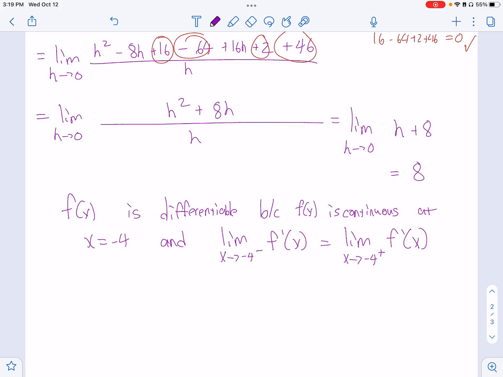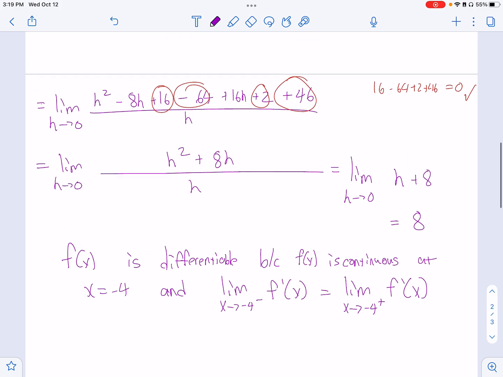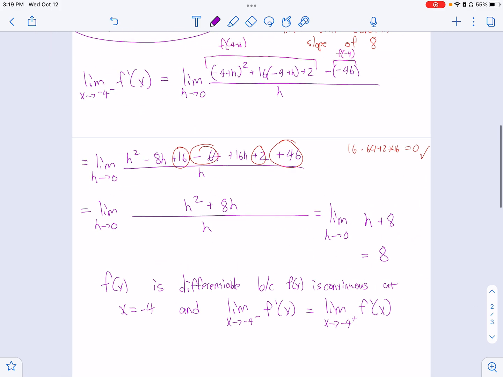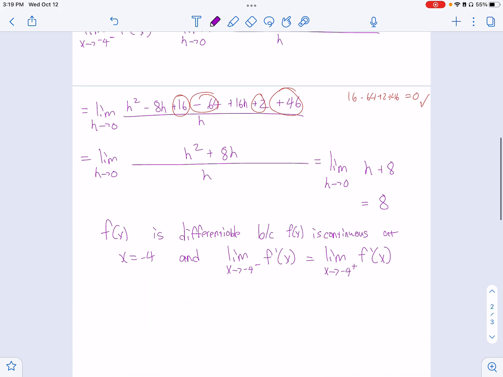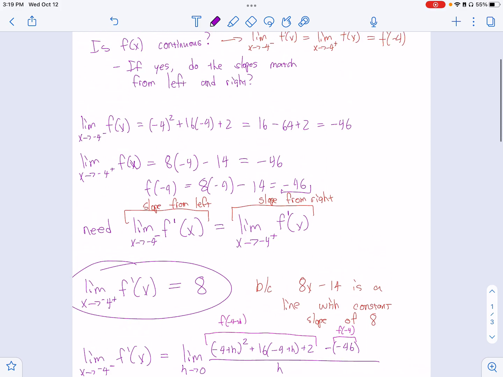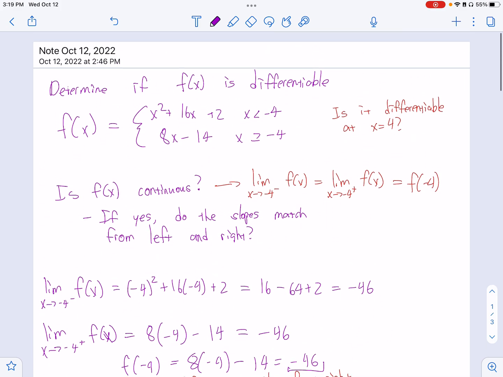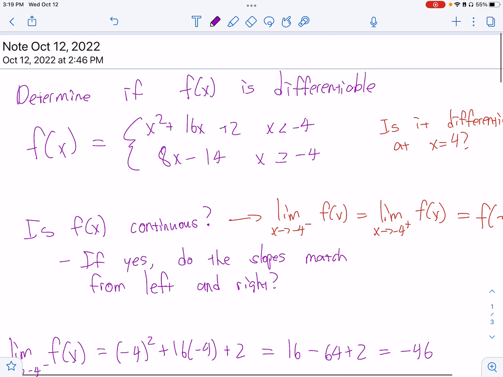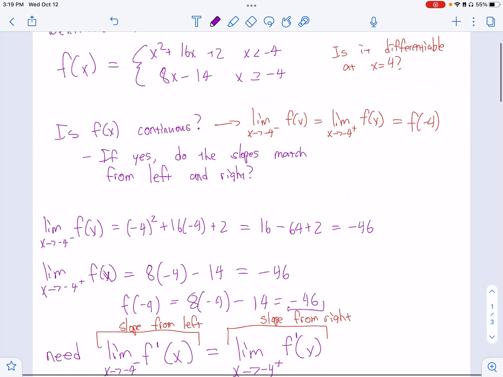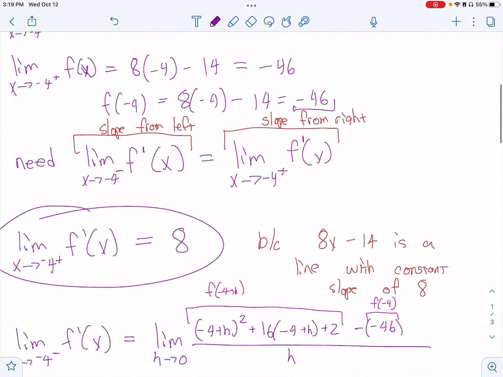All right, I hope that helped clear some things up about how to determine if something is differentiable, and had the added bonus of another limit definition of a derivative example. The nice thing is, pretty soon we will learn the shortcuts for working out derivatives like x squared plus 16x plus 2 and so forth. So questions like this become much easier once we get the shortcuts.